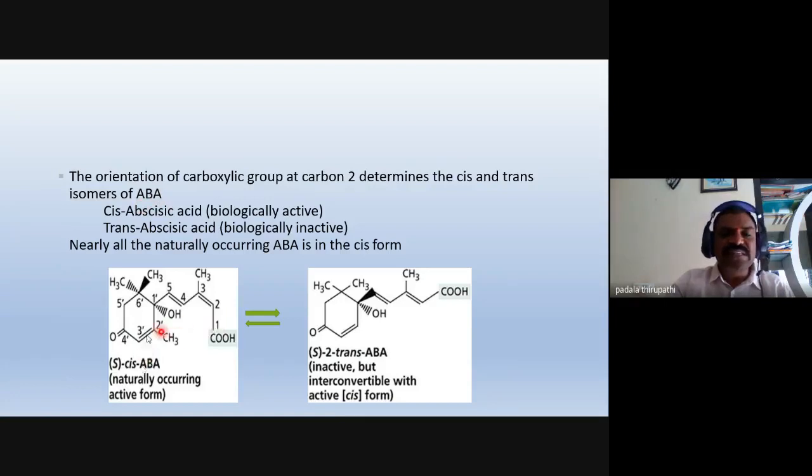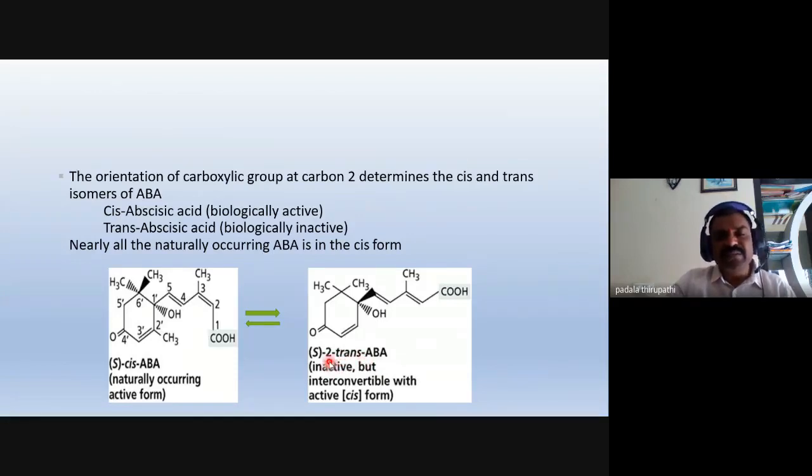See, this is the cis ABA. This first image shows the chemical structure of abscisic acid. This is the cis position, cis ABA. Naturally, this is very natural occurring. It is the active form of abscisic acid.